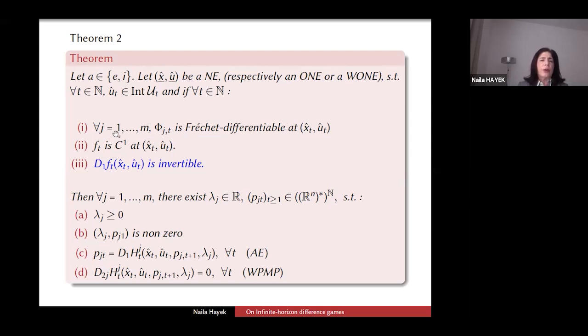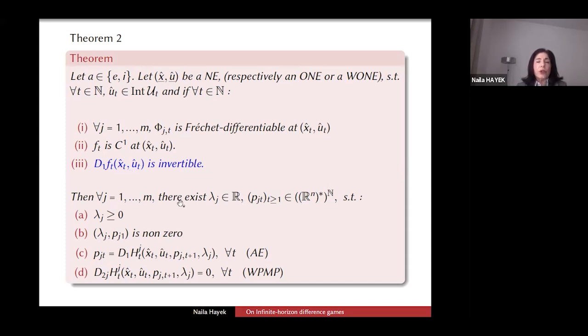You see all the phi jt for all the players are Fréchet differentiable at x hat t, u hat t. ft is of class C1, you know, class C1 means that it's continuously Fréchet differentiable at x hat t, u hat t. And I add this invertibility assumption, d1 ft at x hat t, u hat t. I will show you a little later how it enters in this.